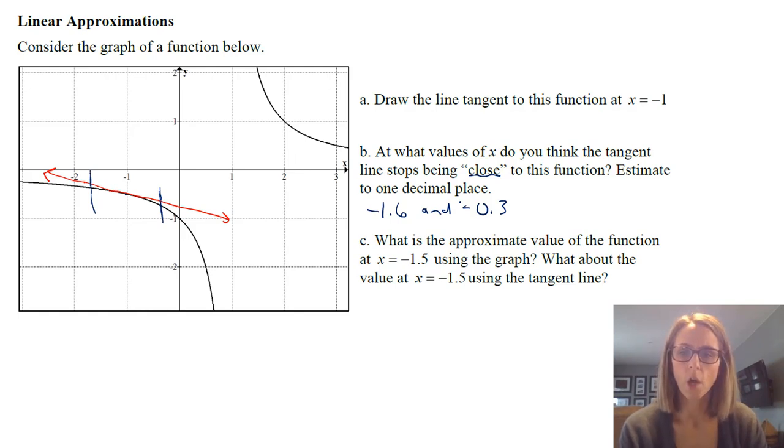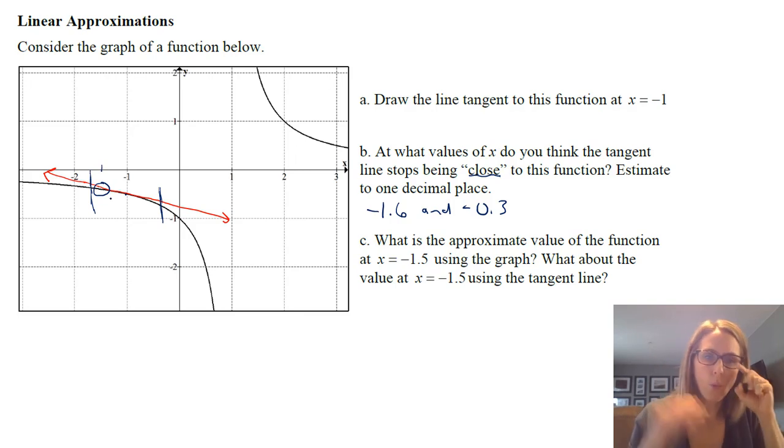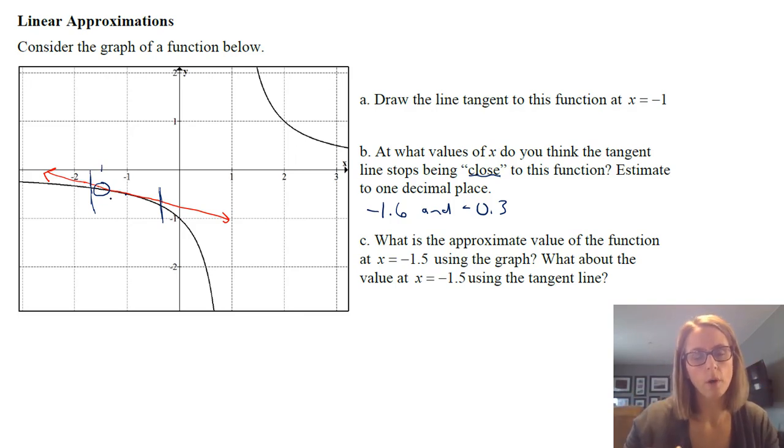So then the question is, what is the approximate value of the function at x equals -1.5 using the graph? What about the value at x equals -1.5 using the tangent line? The idea here is at -1.5, you're looking at these two values and you're noticing the y value for your line and the y value for your graph are actually very, very close together. The idea there is just to recognize that both of those values are fairly close.